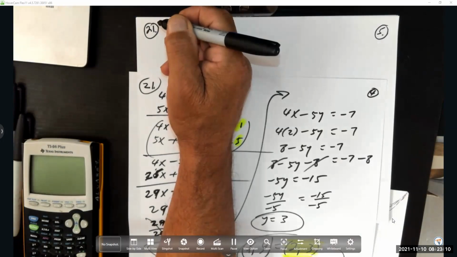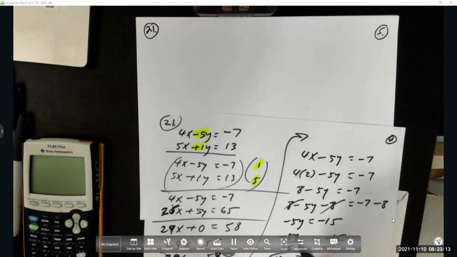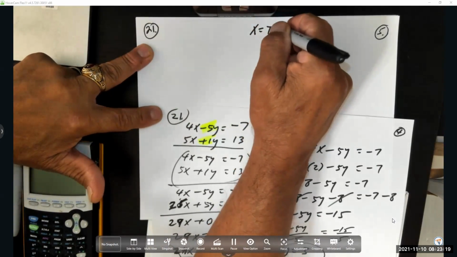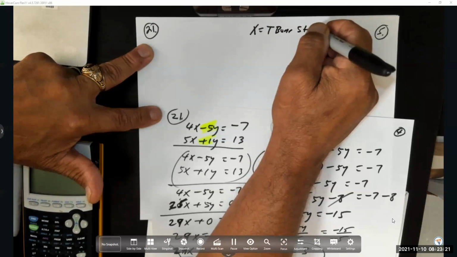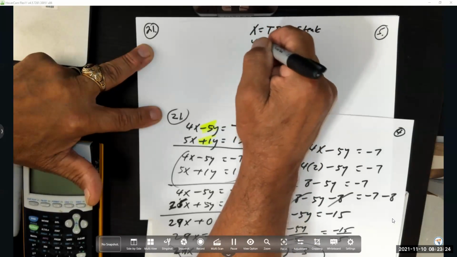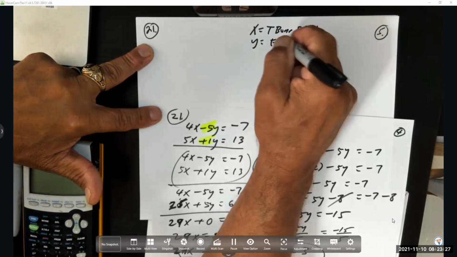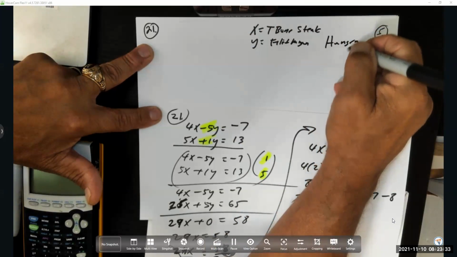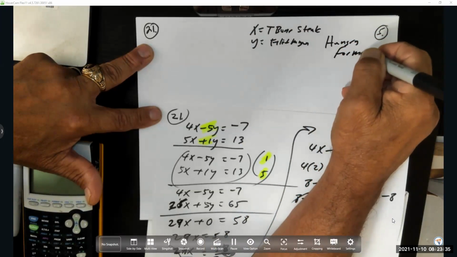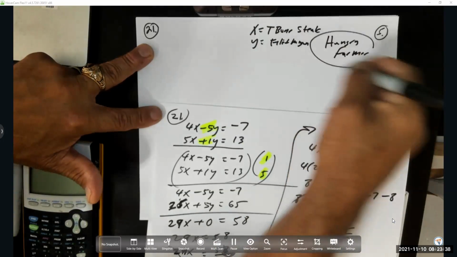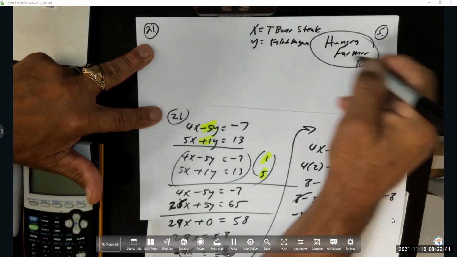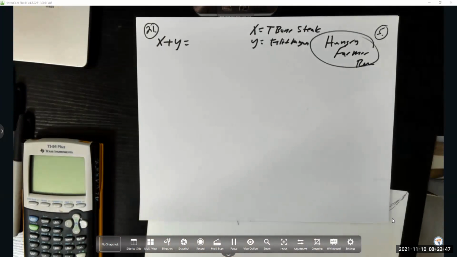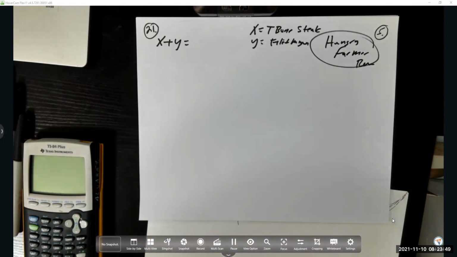All right. Let's say X is T and Y is fillet. All right, so you go to Hungry Farmer restaurant. You order 1 T-bone steak and 1 fillet, like that. That's it. So you and your friend go out there, say, let's go to lunch, okay?